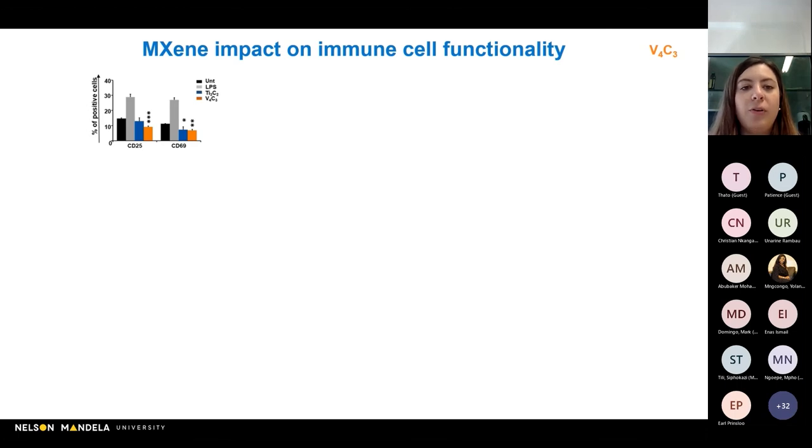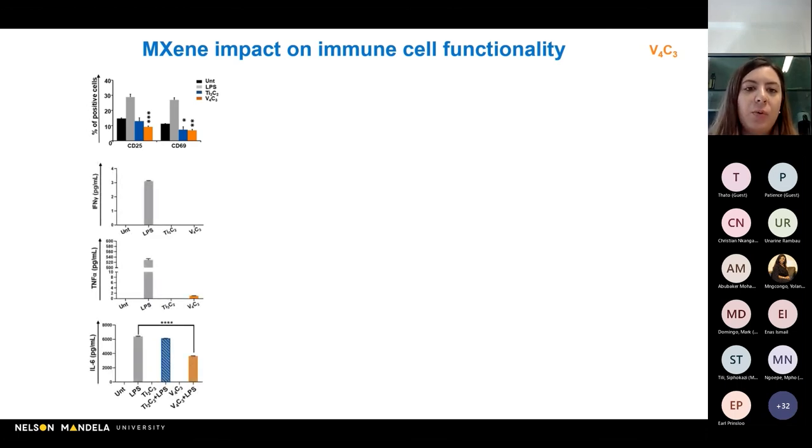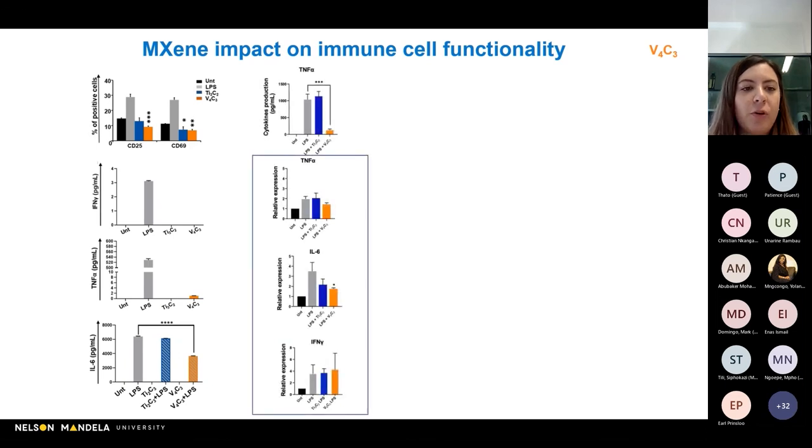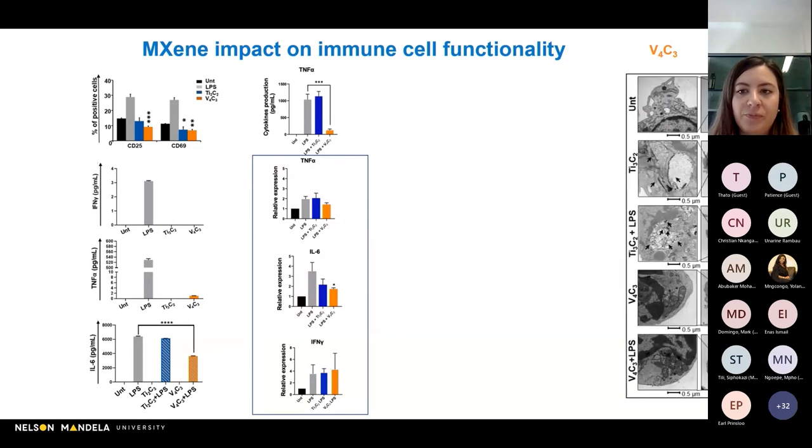giving us a sign of an immune down-regulatory activity, which was then confirmed also by the analysis of different immune activation markers and cytokines, which were modulated by the presence of vanadium.